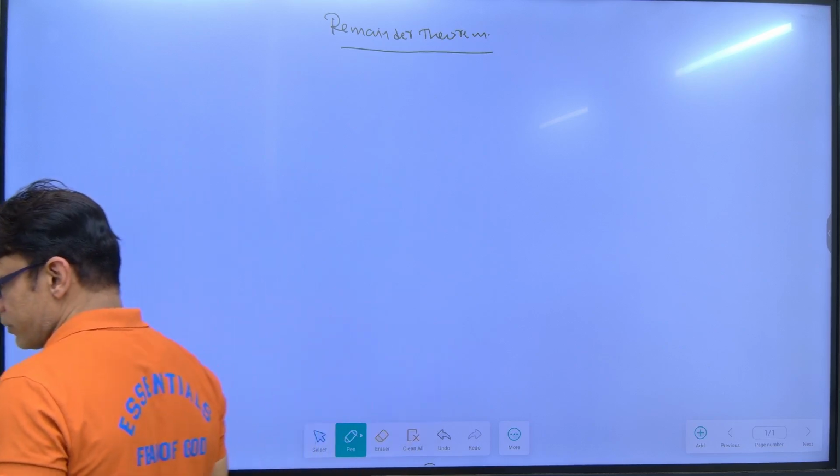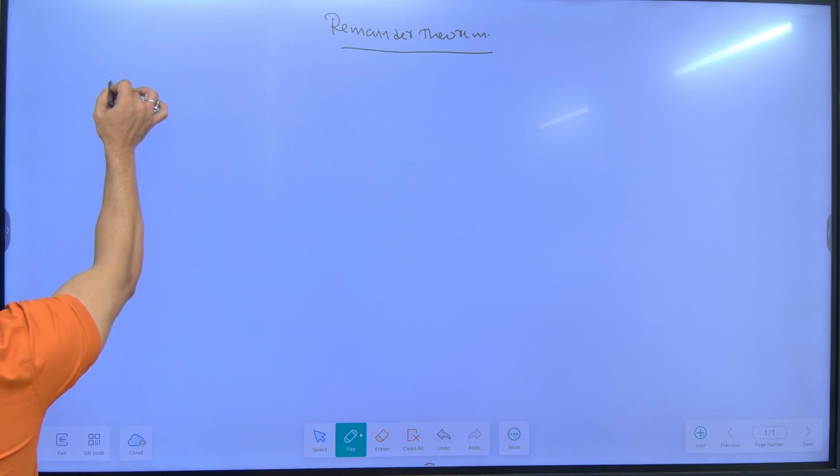Remainder theorem. A vast topic. Let us try to understand one by one. Remainder theorem में क्या क्या चीजें आती हैं. First thing, basics of remainder theorem.